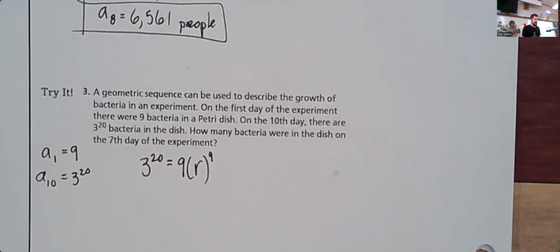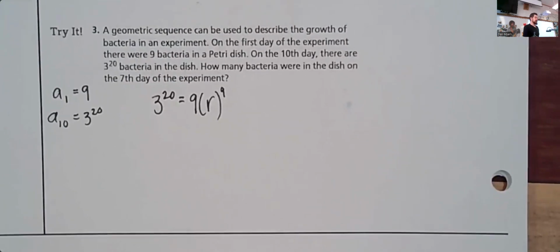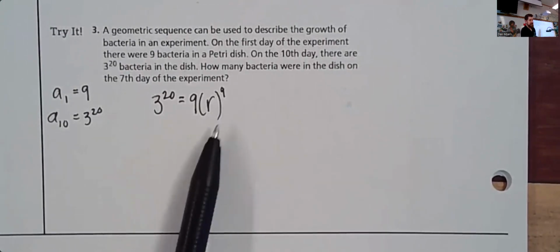So there's definitely a kind of difficult way to do this and an easier way to do this one. If we take a look here, we're looking at 3 to the 20th power equals 9 times r to the 9th. Everybody got that so far? What do we do next? To solve for r, what do we have to do? I wouldn't do anything with the root yet, because we want to get the r to the 9th by itself.